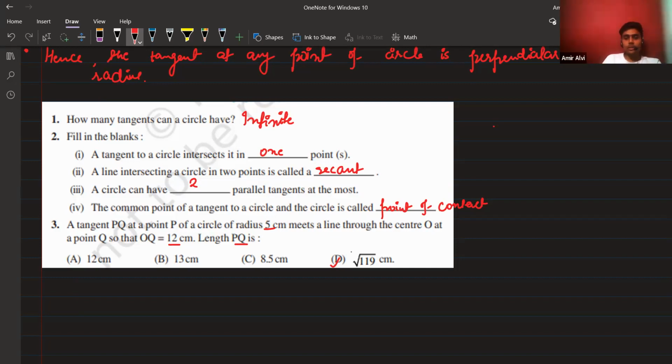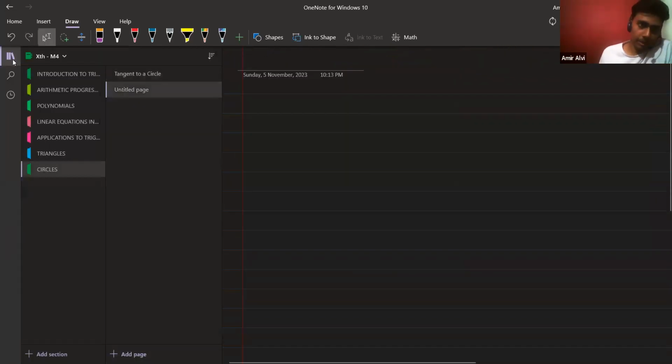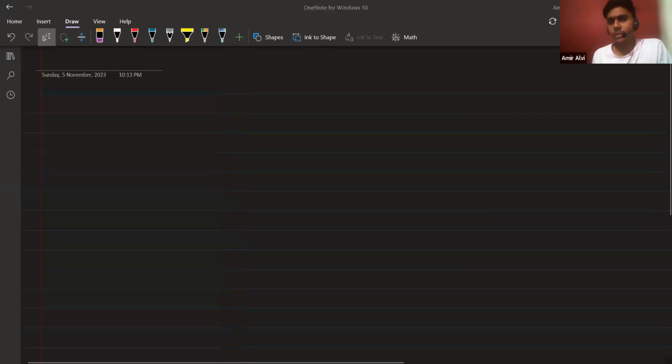Okay, so let's find out the terms. Next thing, this part, the tangent, is very easy. There are not many numericals. Only this kind of question will be there: what is the name of the point of contact, how many tangents can be there, and what is the common point. So all these kinds of questions will be there, and this Pythagorean question. It's a very small chapter. I think in the coming class it will be done.